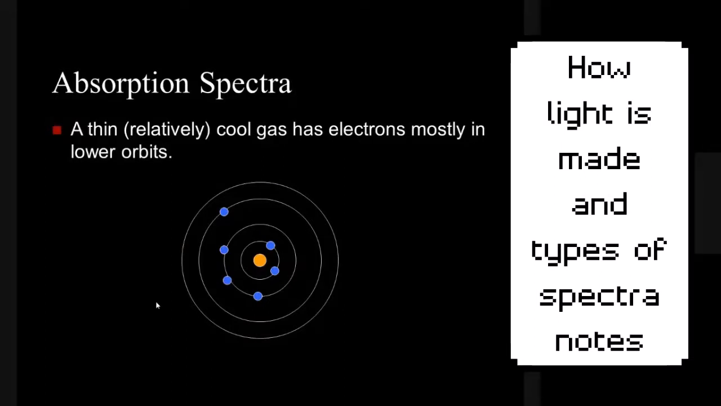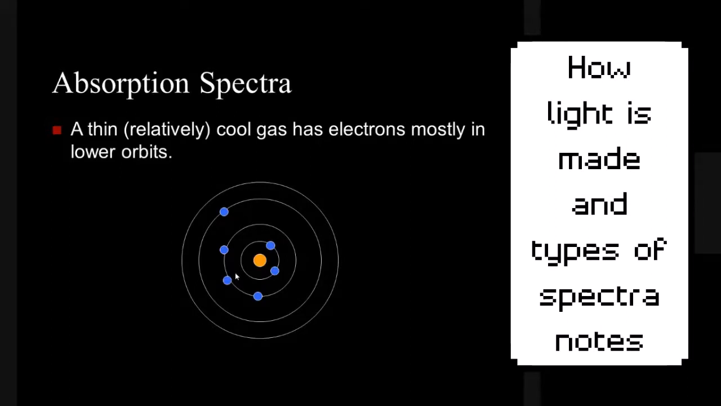So absorption spectra, let's say you have an atom. It's a gas, right? It's got its electrons, so it's not a plasma. And those electrons are hanging out mostly in the lower orbits. I don't know what this one is doing. It should be down here. But most of them are in their lowest energy state. They're as close to the nucleus as possible. They really don't want to go anywhere.